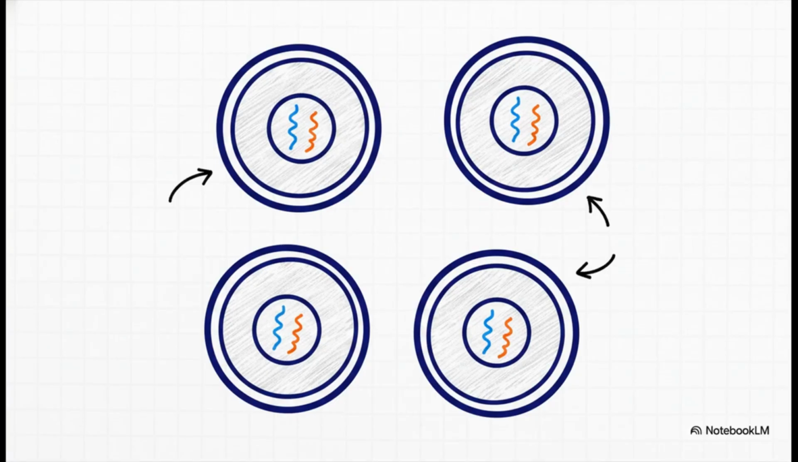We've finally reached the end of the physical division with telophase 2. 4 new nuclei form around each separated set of chromosomes, the cytoplasm splits, and boom, 4 haploid daughter cells are formed. This is the grand finale of meiosis. One original parent cell has successfully transformed into 4 distinct, fully functional haploid cells.